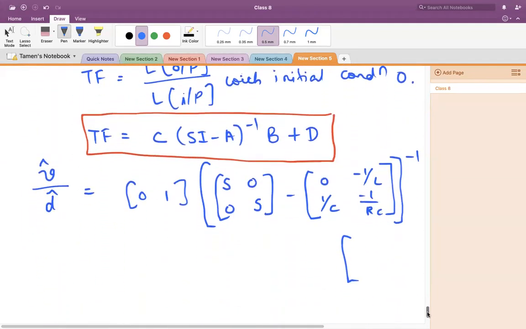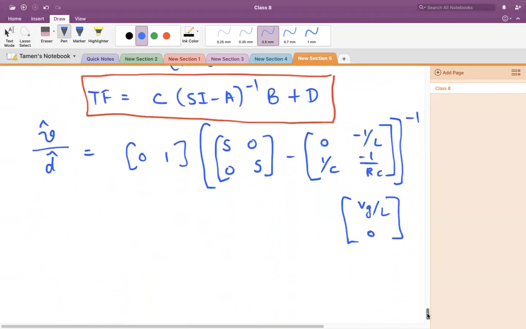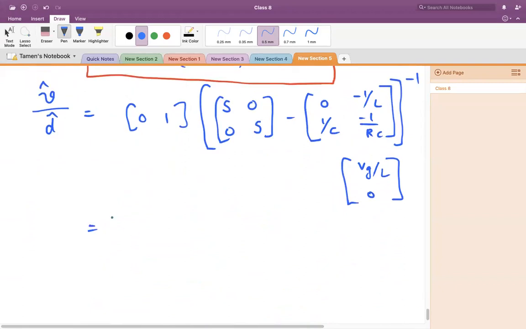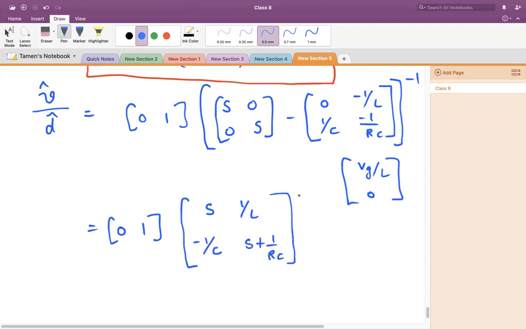So it will be VG by L and 0. Now we'll multiply together. What will be SI minus A? S minus 0 will be S. 0 minus minus 1 by L will be 1 by L. 0 minus 1 by C will be minus 1 by C. S minus minus 1 by RC will be S plus 1 by RC. This whole inverse multiplied by this.